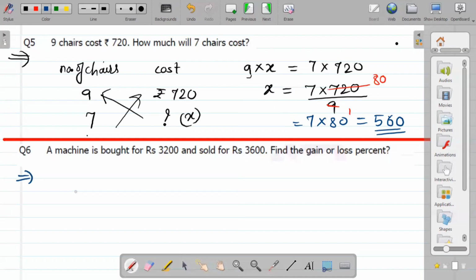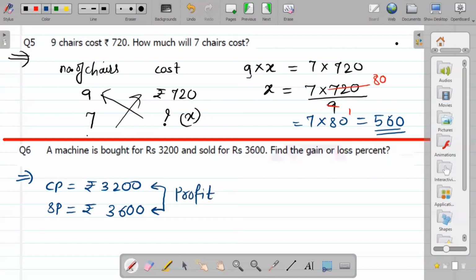A machine is bought for rupees 3,200. Okay, so the cost price we can write as 3,200, and sold for 3,600. Means the selling price of that particular machine is nothing but 3,600. Now from these two values, it is pretty clear that it's a profit, right? So how much profit is there? We can take the difference. What is the formula of profit? That is SP minus CP, and we get the profit as 400 rupees.